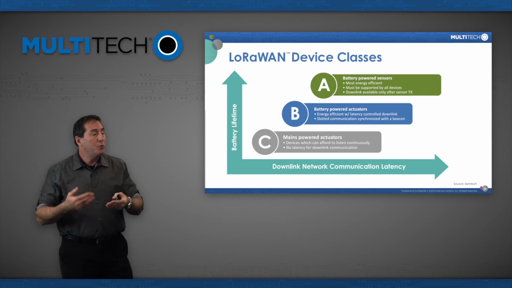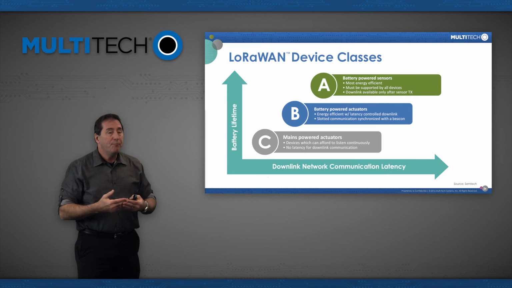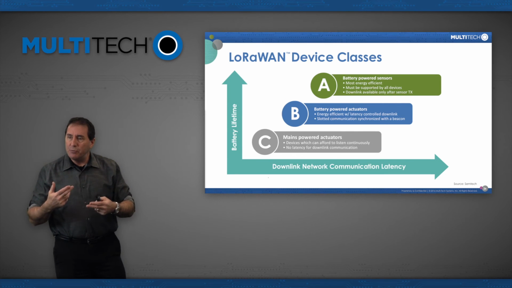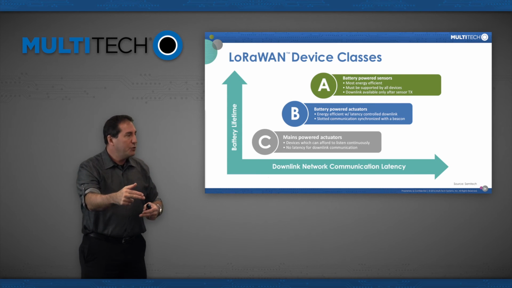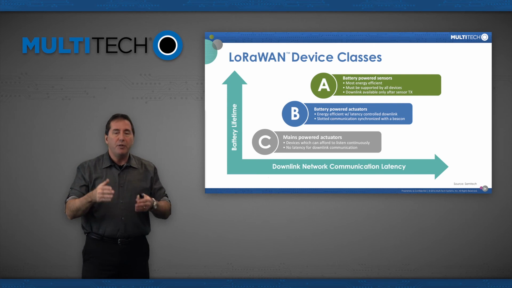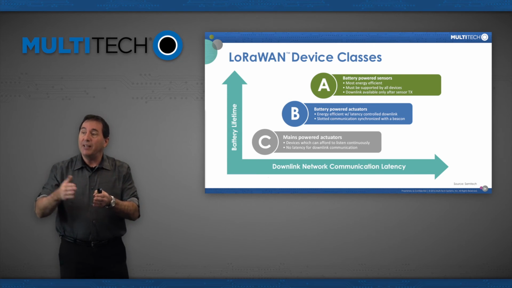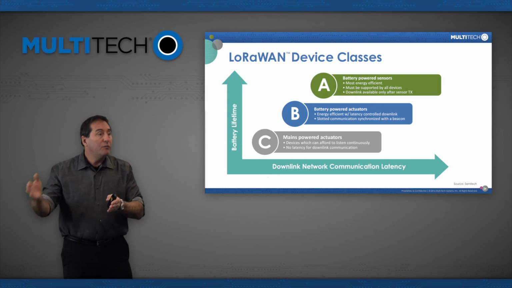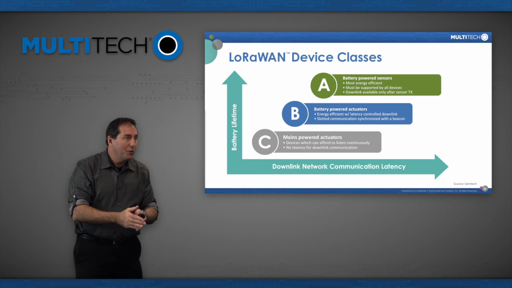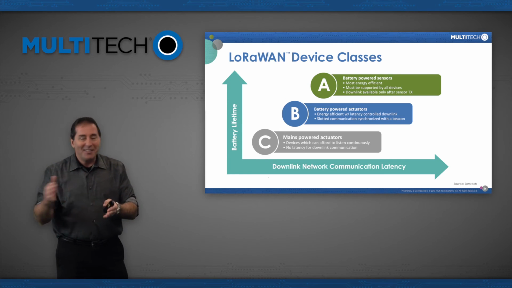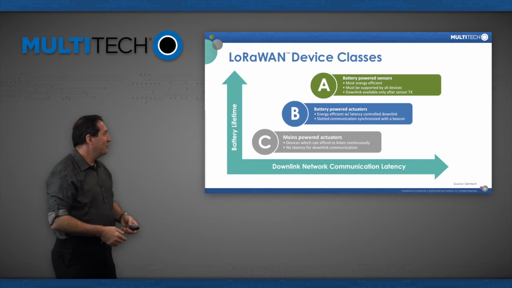So this is when you want to use a Class C, when you want a more responsive system, you want the lowest possible latency for the network to tell the device to do something. Usually that's when the device is controlling something like an actuator. Open the valve, close the valve, shut the nuclear reactor down, turn it back on, right? That's where you want to use a Class C device.